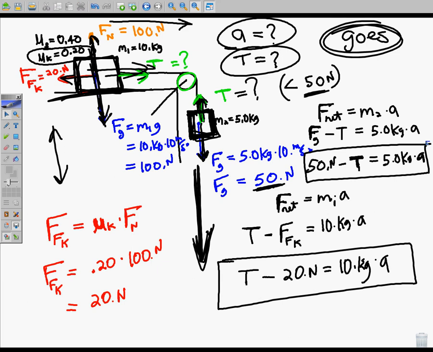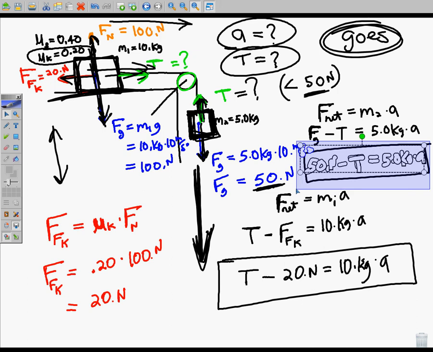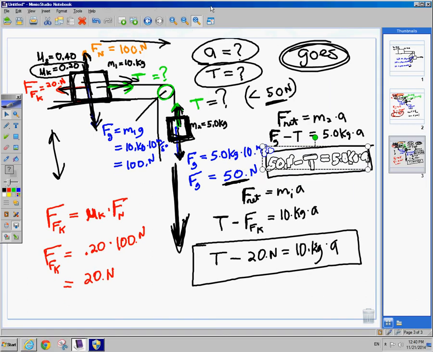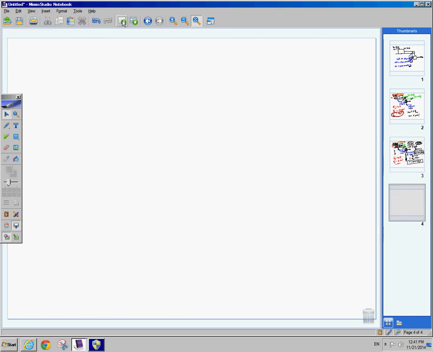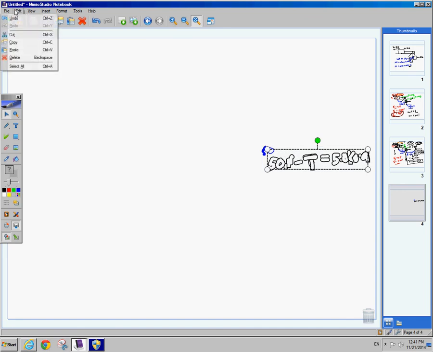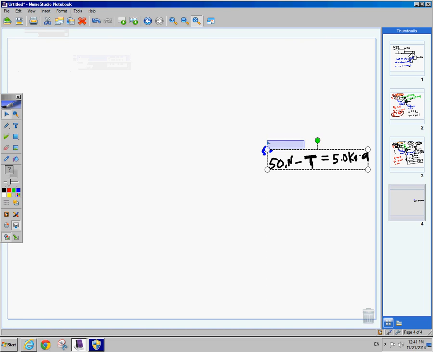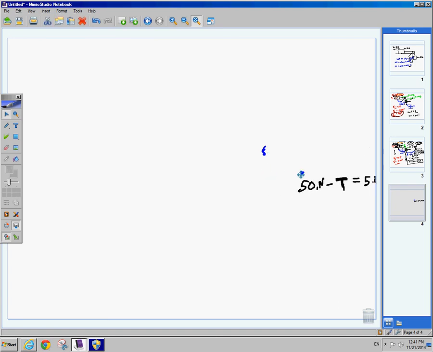Mrs. Sosinski, when you do the solving for the two equations, can you do it without units? Yes. Alright, so I'm going to move that over there. There's one equation.